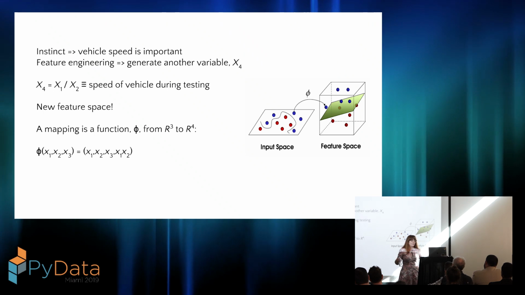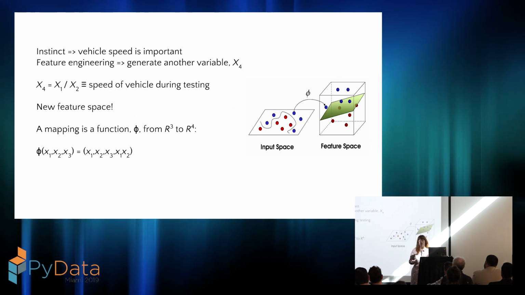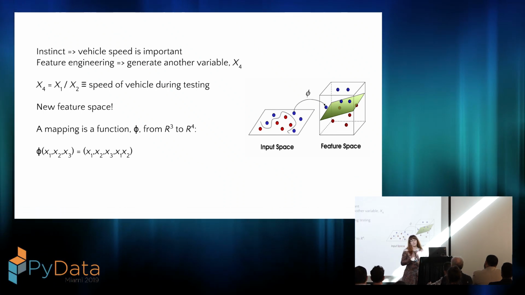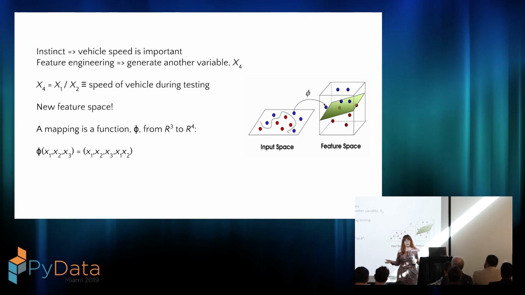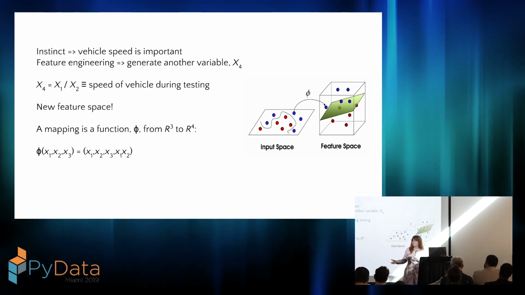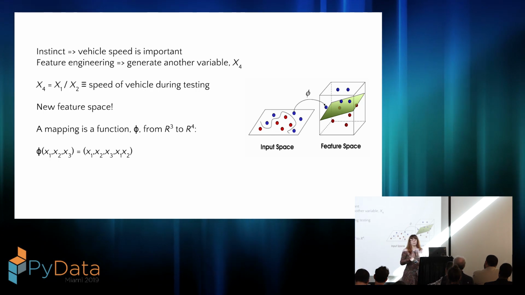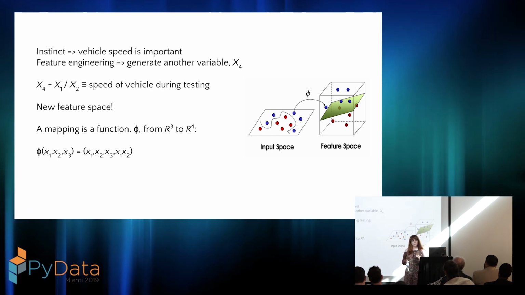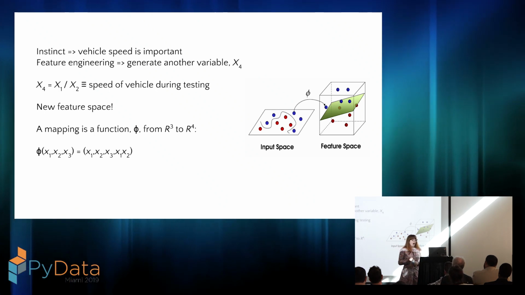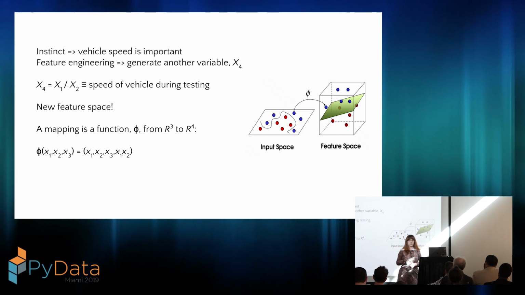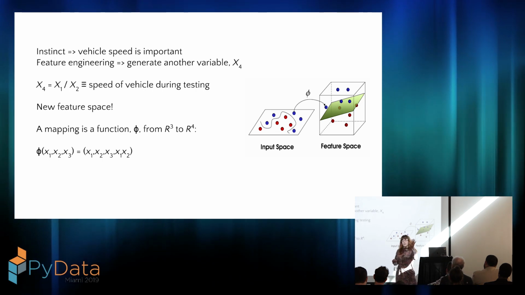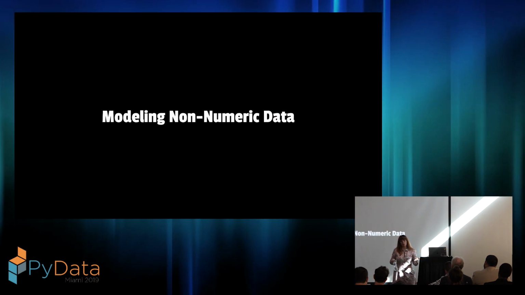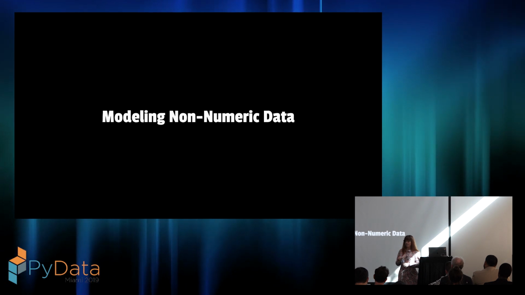But we probably have this intuition that distance and time by themselves might not be enough, right? We might have this intuition that how fast the car was going will have some influence on how quickly the rubber burns down on the tires. And so we're going to do feature engineering. We'll generate another variable that accounts for speed. And now we have a new feature space, right? So we have this phi mapping between our original feature space and our new feature space. So can this be done with non-numeric data?